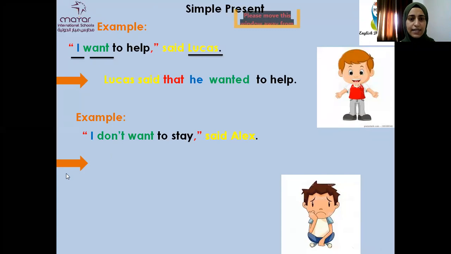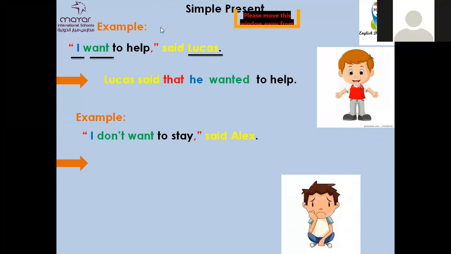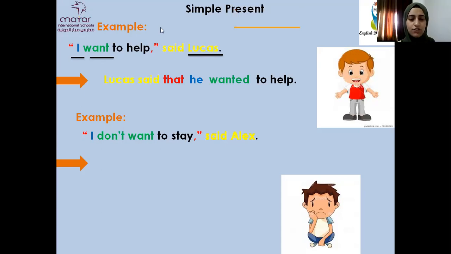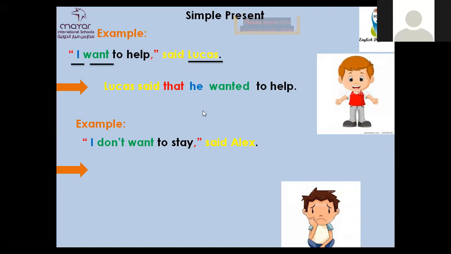Now look at this example. Omar, go ahead, do it. Listen, before you change it, please tell me the steps, okay? First, we underline the first person and the second person.